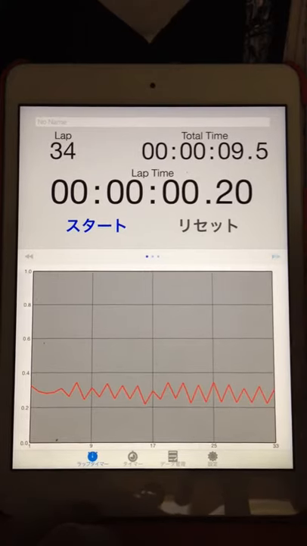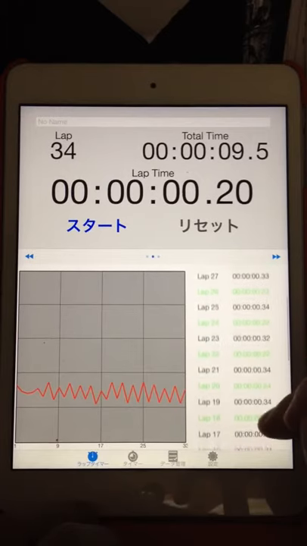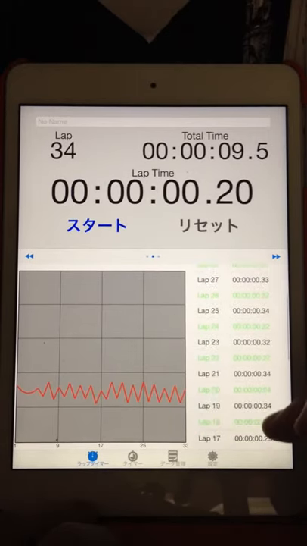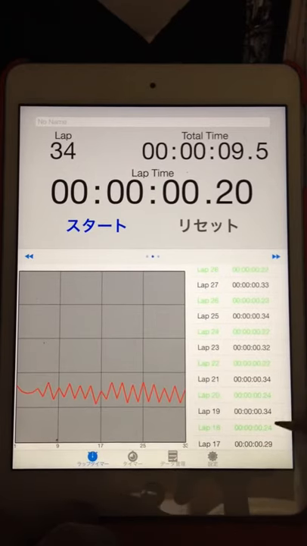This bounce is 1, 2, 3, 4. Difference is 10. Difference is 12. Difference is 10. Difference is 11. So 10 means 100 millisecond. 10 divided by 5.6.